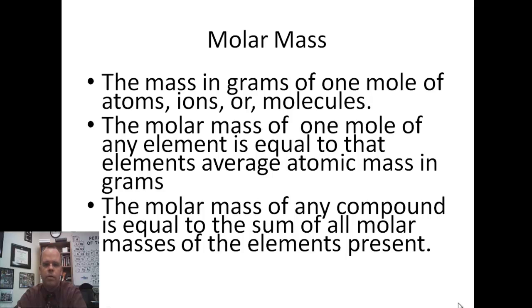Remember, a mole is 6.02 times 10 to the 23rd atoms. Could be 6.02 times 10 to the 23rd molecules of a compound or diatomic element, or it could be 6.02 times 10 to the 23rd of an ion. That's the number of particles in a mole. The molar mass is the grams that are in a mole. To find the molar mass, it's equal to the average atomic mass in grams. And the molar mass of any compound is equal to the sum of the molar masses of each of the elements that make up that compound.